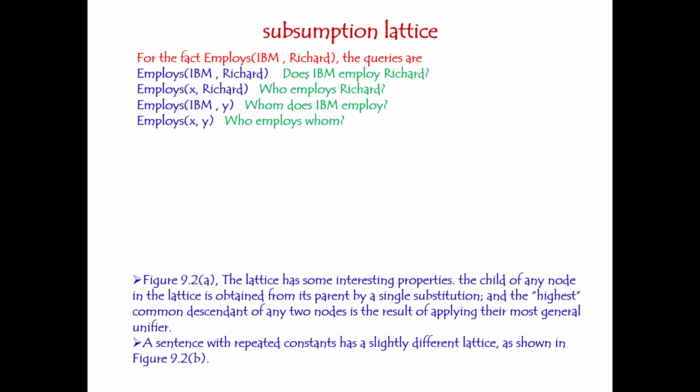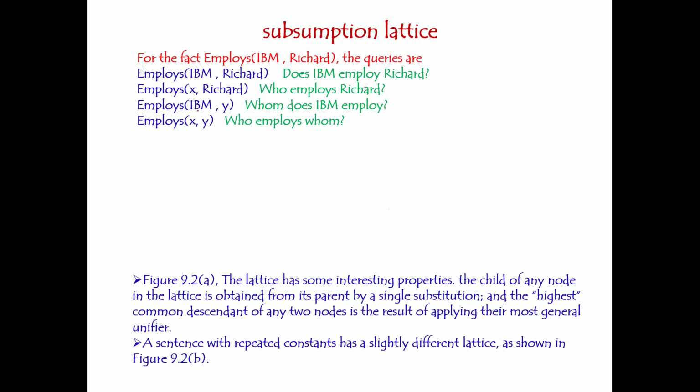That is, does IBM employ Richard? This can be written as IBM comma Richard, the one that is given. Now, at a time, for one constant, I can take the substitution. First, I am taking the substitution for IBM, replacing it with the variable X. With this, I can frame a question like, who employs Richard?